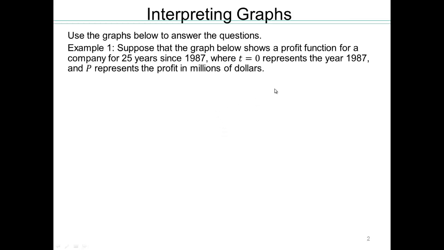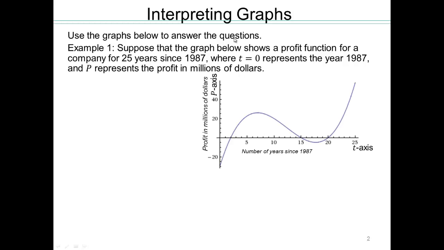What does that mean? That means if you're given a graph, for example, suppose this particular graph represents the profit function for a company for 25 years since 1987, and t equals 0 represents the year 1987. So t equals 0, that's right there, represents 1987, and then these are the number of years that have passed since 1987. So we're asking you, in the year 1987, what was the profit in millions of dollars? How would you read from this graph?